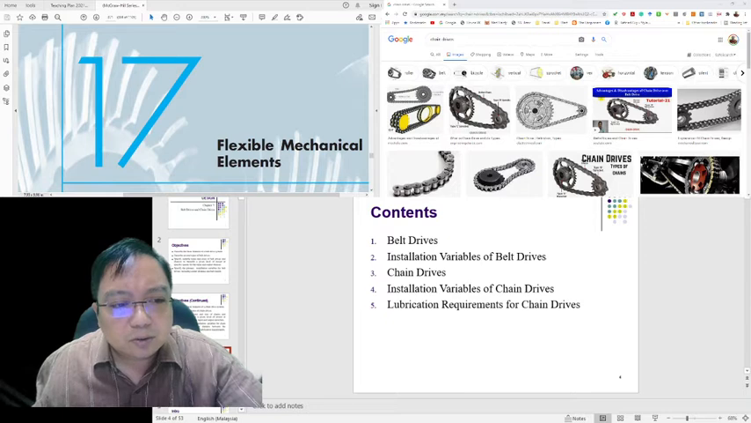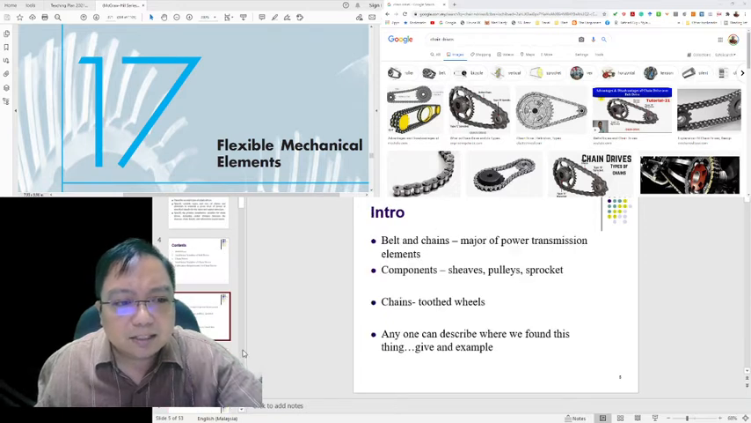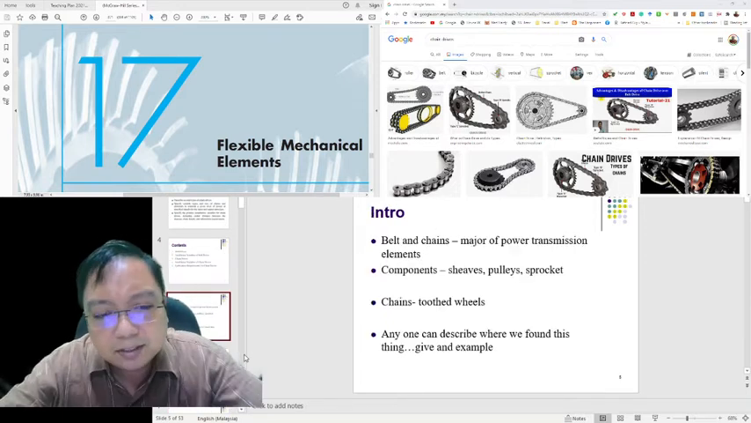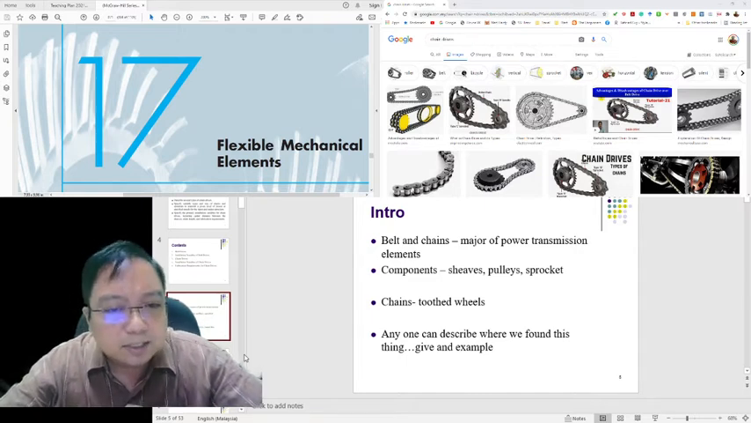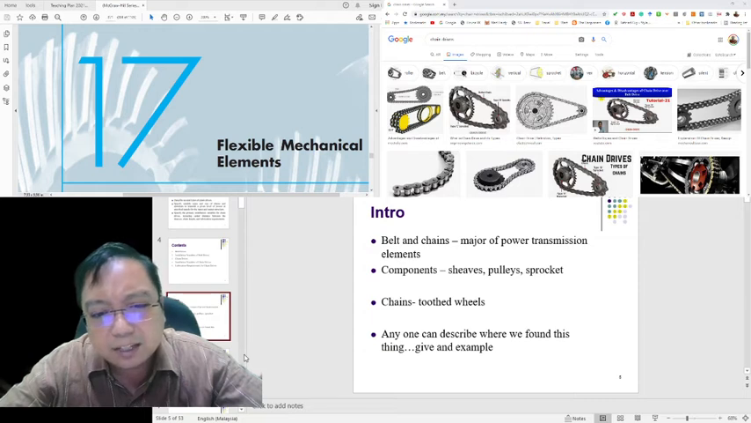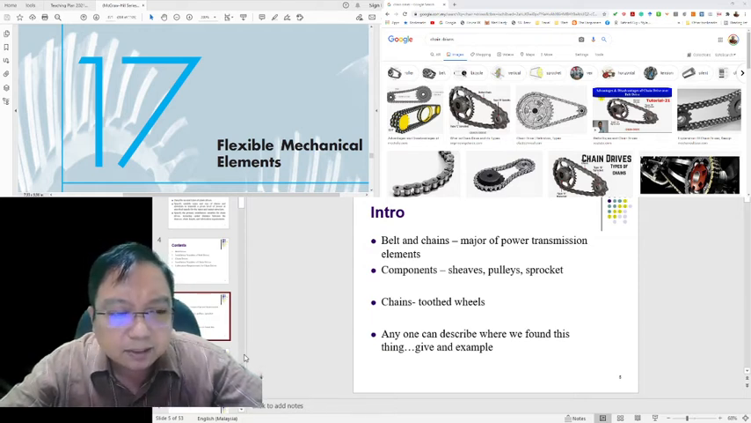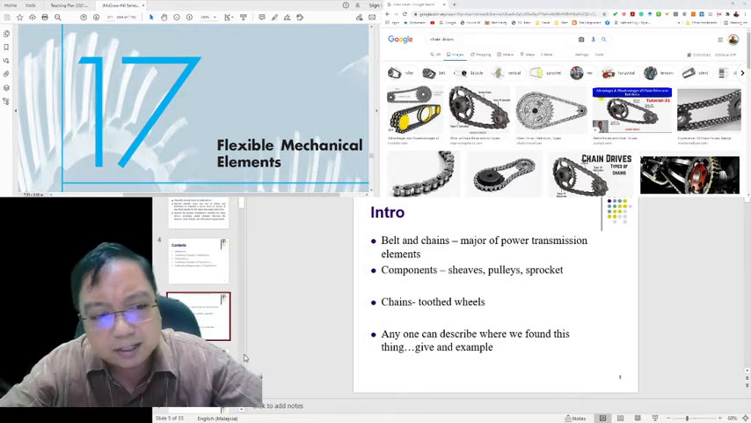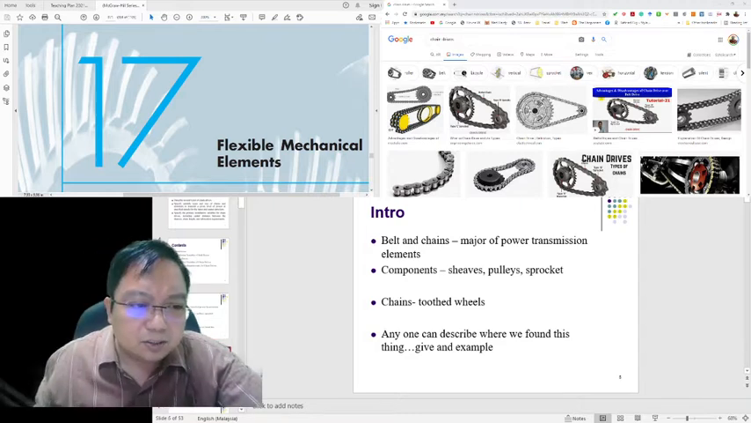So this is the introduction for the belt. Belt and chain are major power transmission elements. The components are shaft, pulley, and sprocket. The components also consist of chains, towheels, and so on. I shall give you some examples of where we find these things, which are shown below.